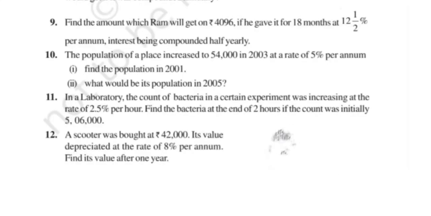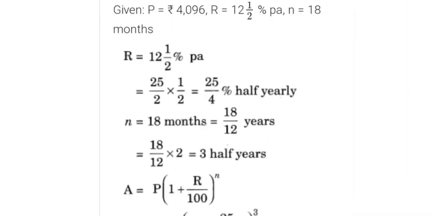Now see next question. Question number 9. Find the amount which Ram will get on rupees 4096 if he gave it for 18 months at 12 whole 1/2% per annum. Interest being compounded half yearly. Okay. Now let's see the solution. Principal is given rupees 4096. Rate of interest is 12 whole 1/2% per annum, and time is given 18 months. Means rate of interest for half yearly what will come? 25/2 into 1/2. It will come 25/4% half yearly.